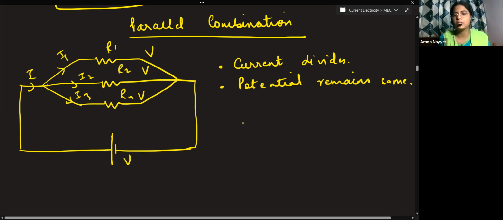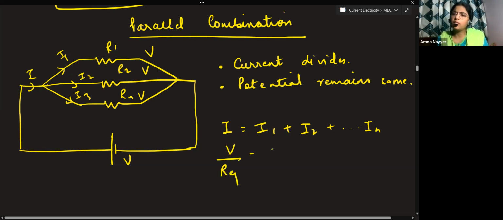All the potential will be the same. So, current will be different. Current in the whole circuit will be different. Means I will be equal to I1 plus I2 plus up till In. So, V is equal to IR. So, I is what? V by R equivalent. We cannot write V1 because all the potentials are the same. So, it will be V by R1 plus V by R2 up till V by Rn.